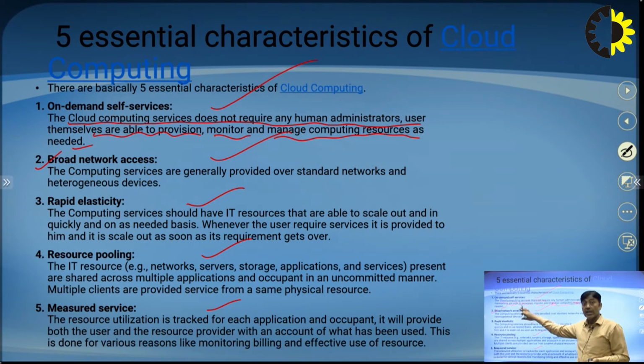In an emergency also, the data is locked, we cannot use it because the network is not there. So that is also an essential characteristic. That means there should be good quality of internet and network services. Only then can the provider provide and the consumer use effectively. The computing services are generally provided over standard networks and heterogeneous devices.